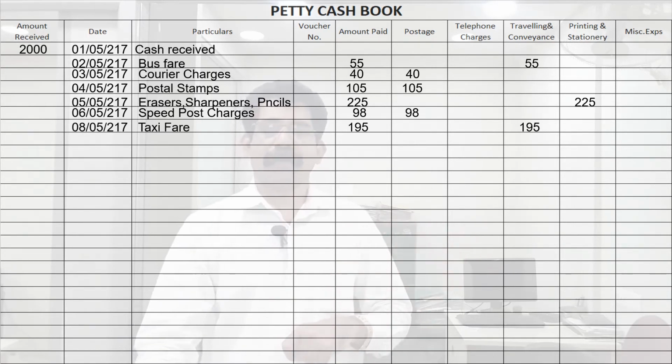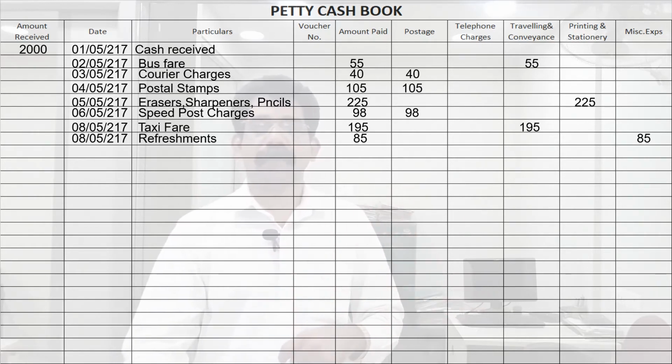On 8th May, taxi fare rupees 195. 8th May, particulars column taxi fare. Under conveyance column, this is conveyance, traveling conveyance. Under conveyance column, record 195. There are no other payments on that day, so take the total to the total amount column, rupees 195. On same date, refreshments rupees 85. So come on May 8th, refreshments. We have no separate column for recording refreshments, something like that. So record it on miscellaneous column, 85. Take the total to the total amount column.